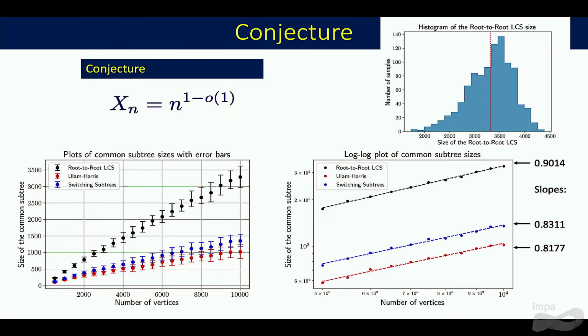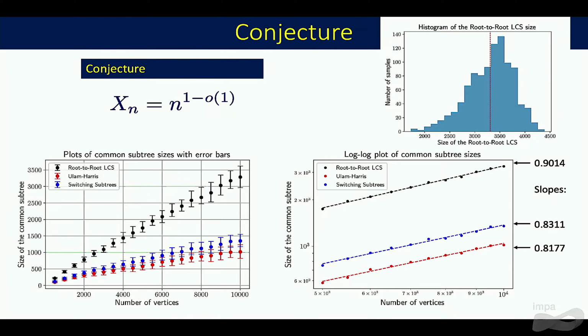Okay, so if you look at a log-log plot, the slopes for the Ulam-Harris subtree are like 0.81, and for the local optimization, it's 0.83. So it relatively well matches the theoretical results. And for the root-to-root largest common subtree, it's roughly 0.9. So these can be viewed as some kind of empirical lower bounds. And any questions?